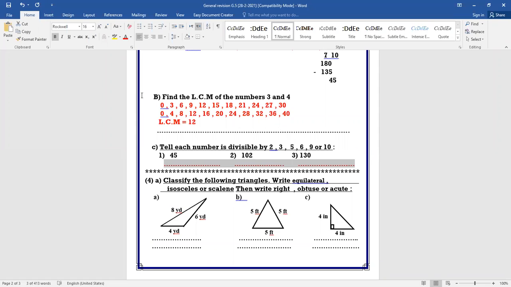Divisible by 3? Yes. It's not divisible by 2 because it's an odd number. It's divisible by 3 because the sum 4 plus 5 equals 9. Divisible by 5? Okay. Another one: divisible by 9? Yes, divisible by 9 because the sum is 9 also.